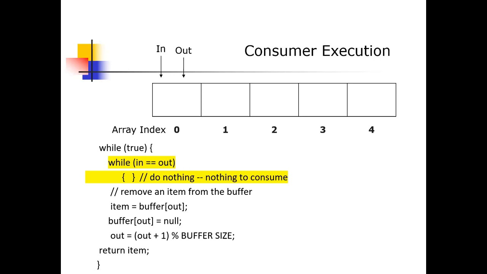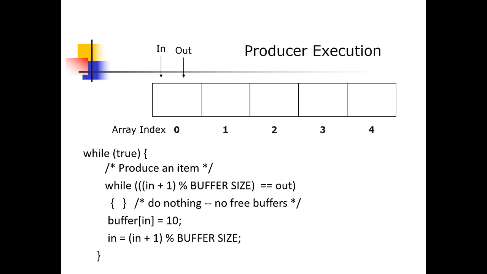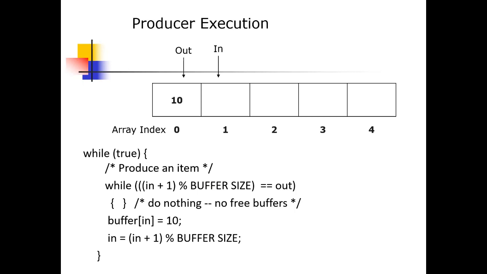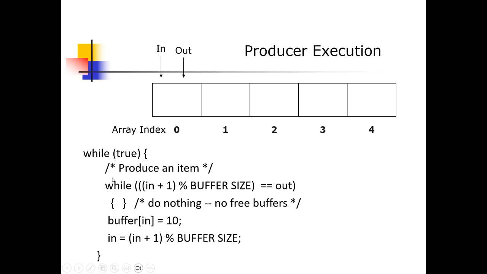In the meantime, the producer will start the execution. When the producer starts the execution, it checks the condition: in plus 1 mod buffer size equals out. In is 0. 0 plus 1 is 1. Mod buffer size, buffer size is 5. So what do you mean by 1 mod 5?